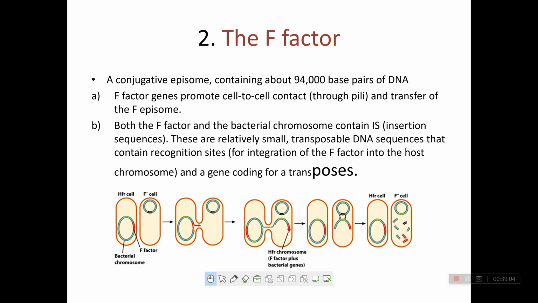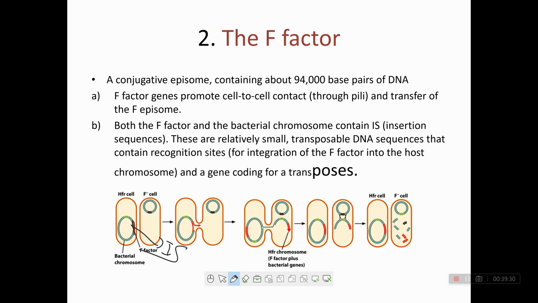Both the F factor and the bacterial chromosome contain insertional sequences. These are relatively small transposable DNA sequences that contain recognition sites, right? And genes coding for a transposon.